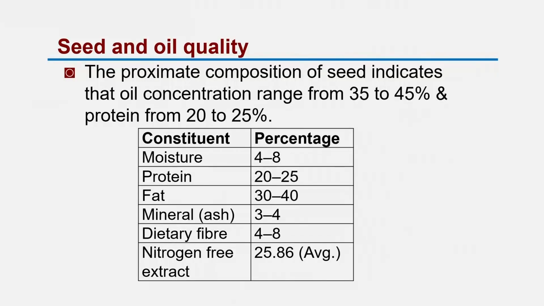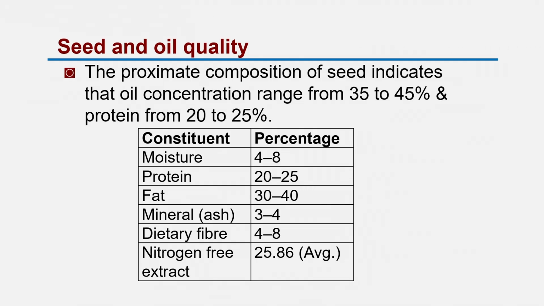So, let us discuss some seed and oil quality issues. The approximate composition of seed indicates that oil concentration ranges from 35 to 45% and protein from 20 to 25%. So, here you are seeing that the oil content ranges from 35 to 45% and protein from 20 to 25%.